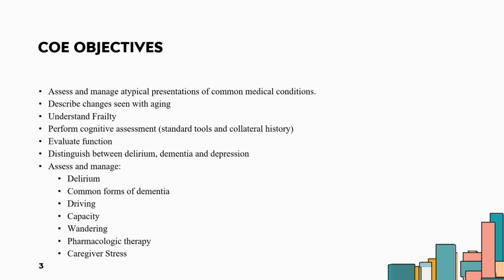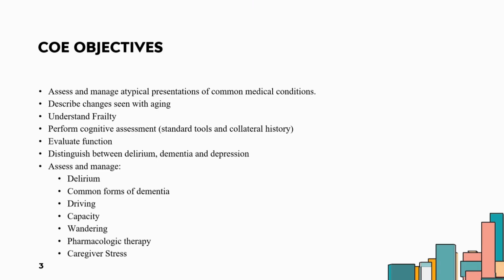So how do they assess and manage atypical presentations of common medical conditions? So our older adults who present to the emerge in an NSTEMI without chest pain. Describe changes seen with aging. And that could be changes seen with aging in terms of physiological changes, so decreased metabolite clearance at the liver or the kidney. It also includes changes in terms of pharmacokinetics and pharmacodynamics.